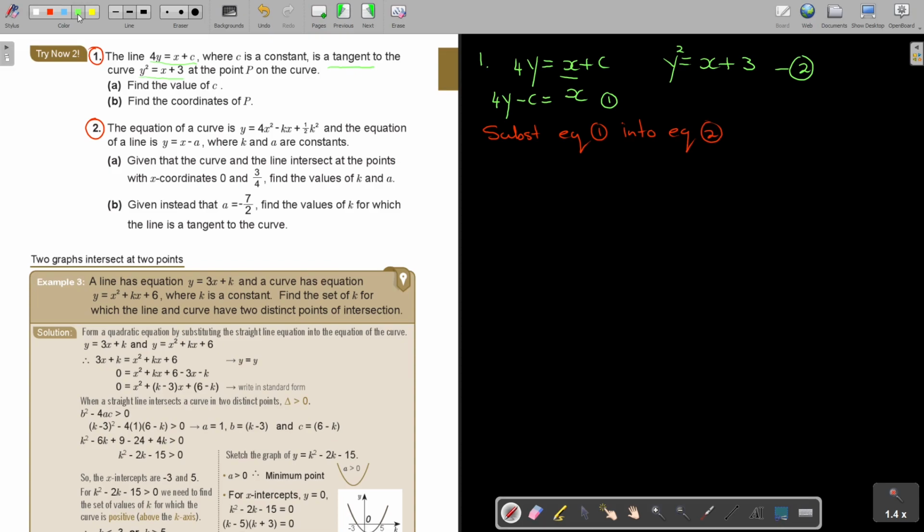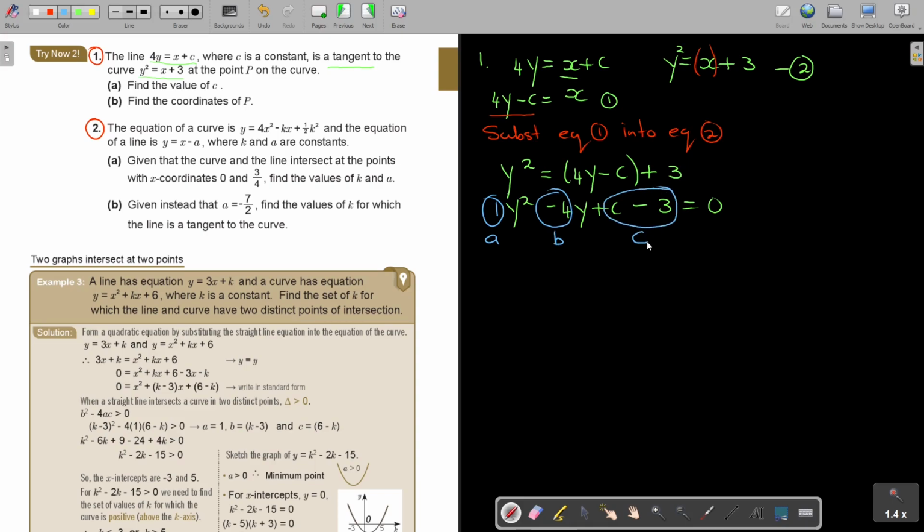And that is going to give, okay, so there, can I just show you where? There, I'm going to substitute this. So let's just do this. I'm going to say it's going to be y squared equals 4y minus c plus 3. So y squared, okay, I bring this over, minus 4y plus c minus 3 equals 0. Because if it's like this, I can already see that this is a. This is B, and this is C.